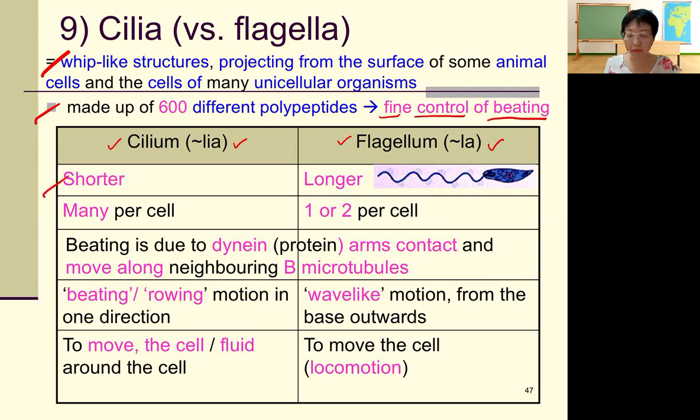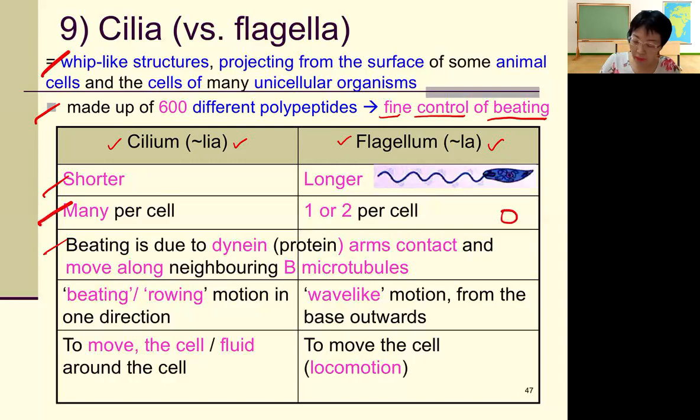Cilium is shorter versus flagellum is longer. There will be many cilia per cell, but only one or two flagella per cell. The beating mechanism for cilia and flagella is the same. The beating is due to the dynein arms.